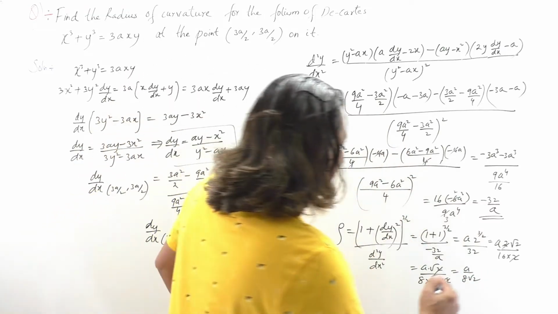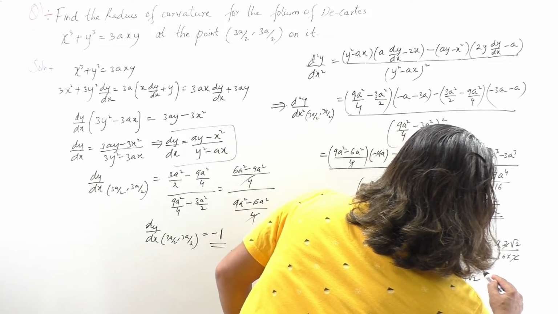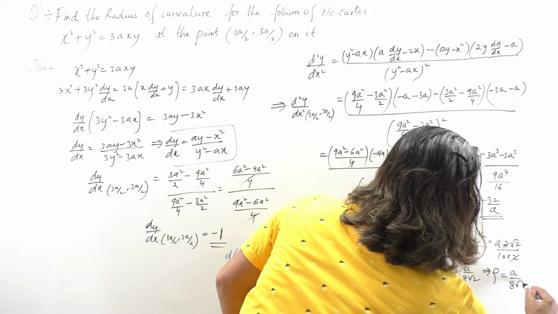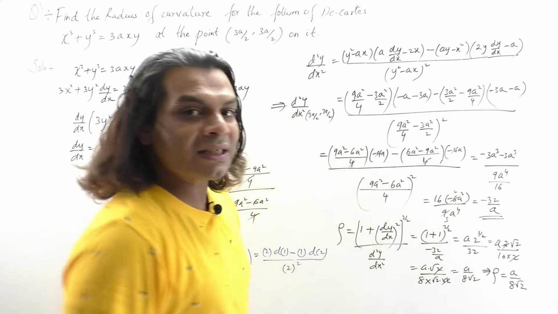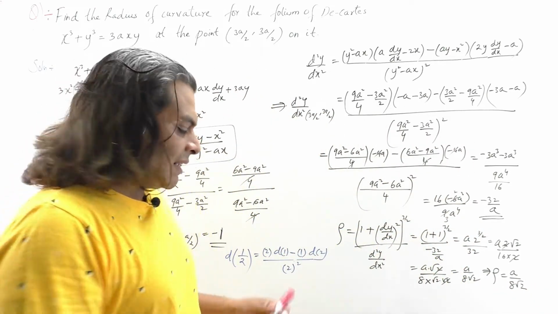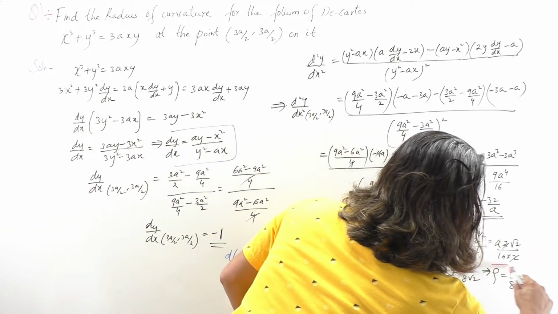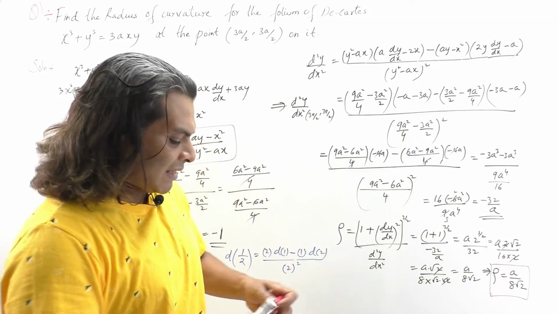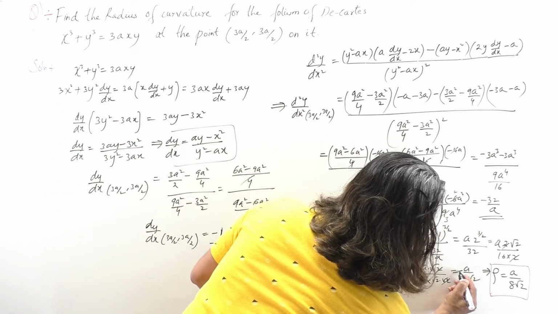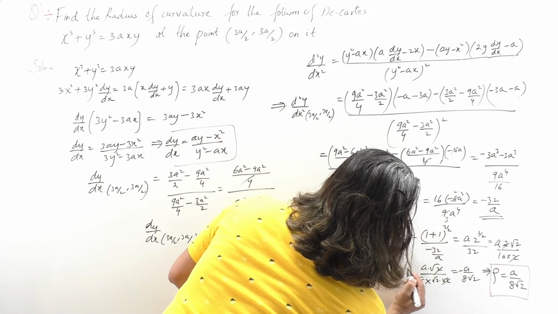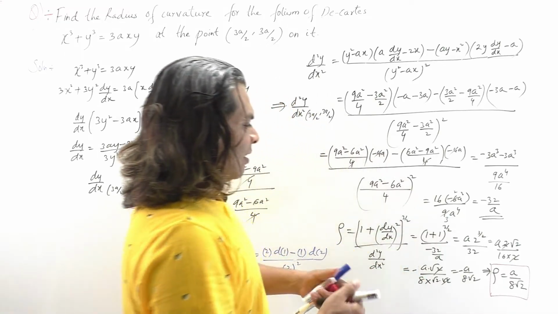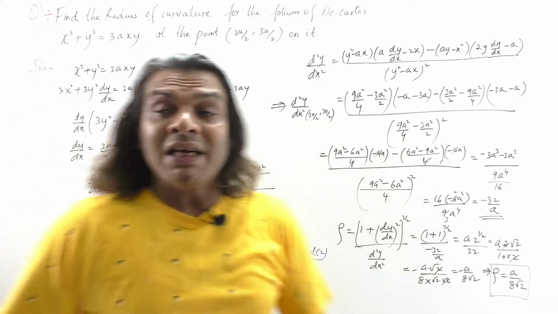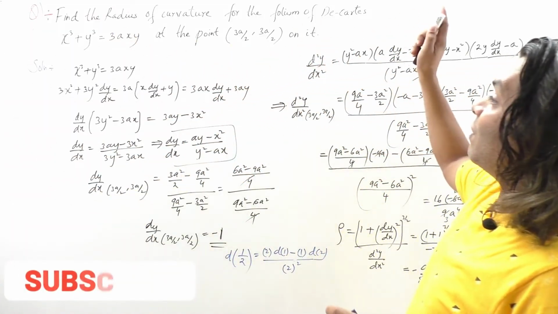Therefore, the radius of curvature is nothing but, that implies rho is equal to a by 8 root 2. And this is the answer. And radius of curvature is always positive. That's why I have not taken the negative sign here. Even if it's negative, it becomes positive. That's the solution for this problem.